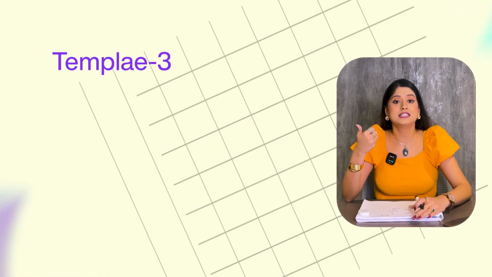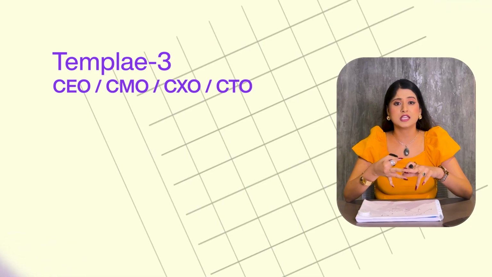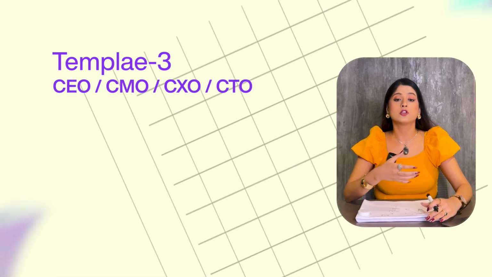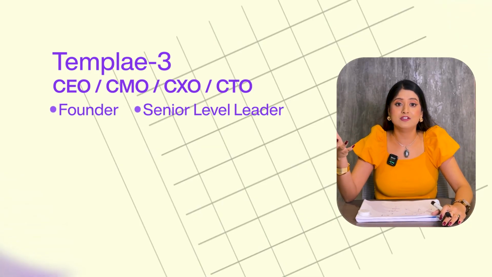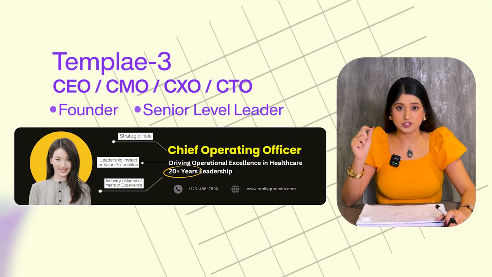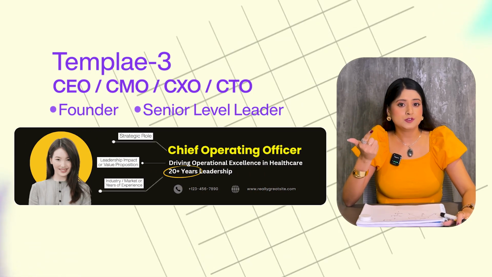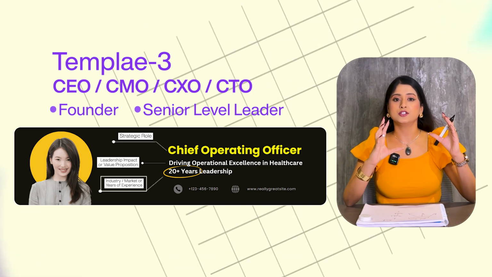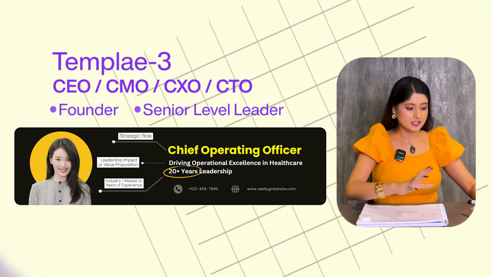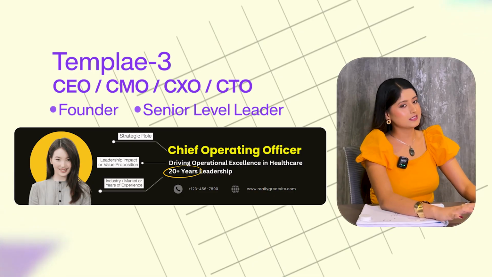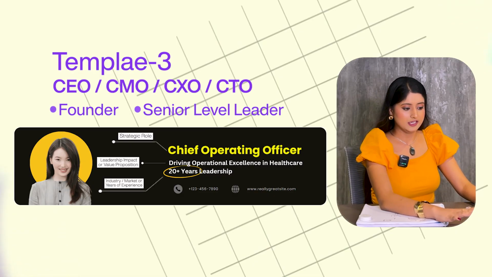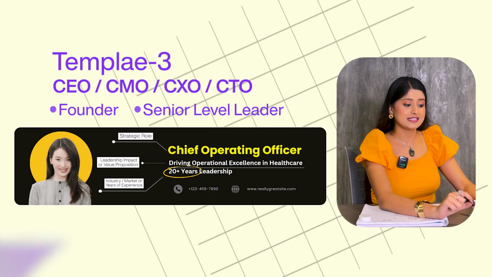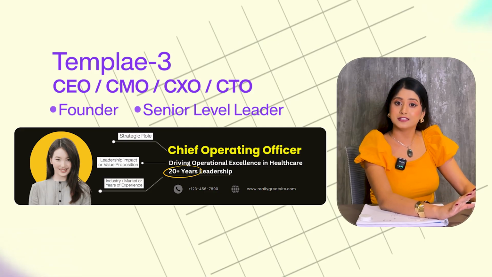Now, template number 3 is for those who are at the C-suite level, could be a CEO, CMO, CXO, CTO, and so on, or if you're a founder or a senior-level leader. This is your banner structure: your strategic role, your unique value, the industry or market that you're serving, and your years of experience. For example, this banner says Chief Operating Officer, driving operational excellence in healthcare and 20 plus years in leadership.